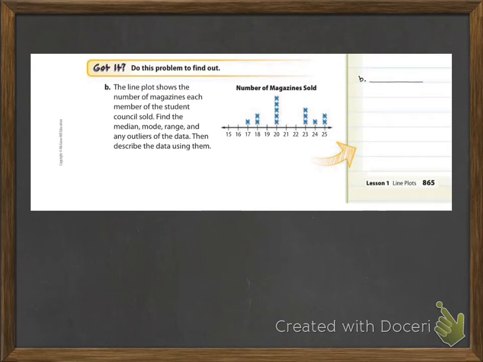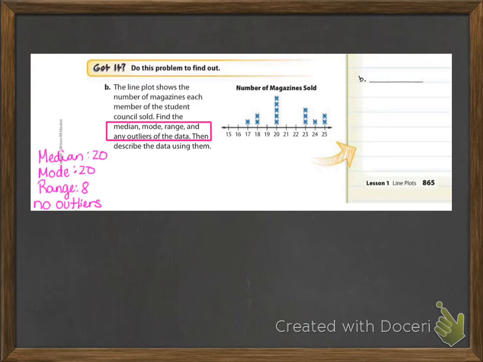So it says here, the line plot shows the number of magazines each member of the student council sold. Find the median, mode, range, and any outliers of the data. Then describe the data using them. All right, you guys, so remember, you have to find the median, mode, and range. You're not finding the mean. You're finding what it says right here. You're finding the median, the mode, the range, and any outliers, and then you're going to use that information to describe the data in a complete sentence.